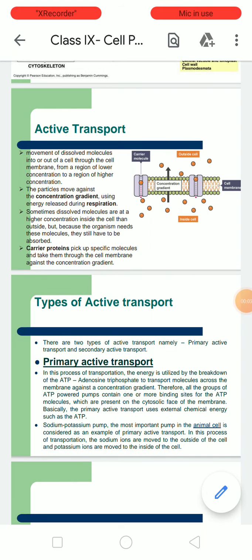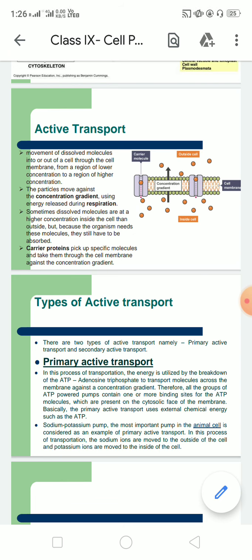Hello students. Today we are going to start with the topic of active transport. What is active transport? It is the movement of dissolved molecules into or out of a cell through a cell membrane from a region of lower concentration to a region of higher concentration.